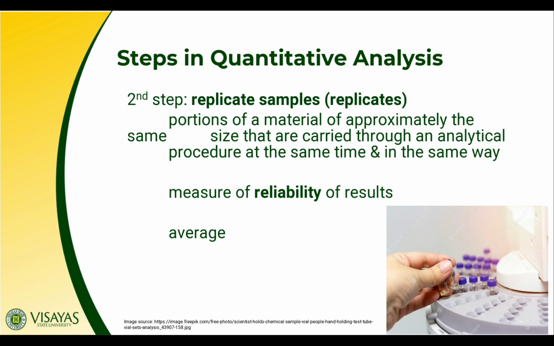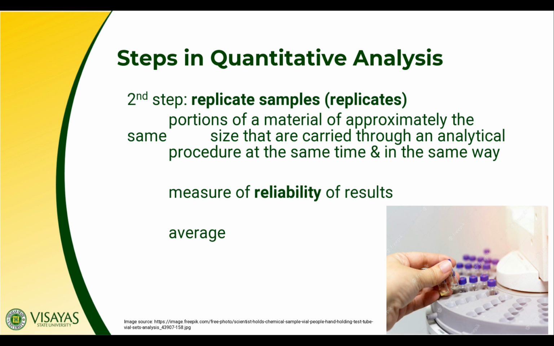After preparation of your sample, we do replicate samples. When you do quantitative analysis, it is very much imperative that you have replicates of your sample. This helps you carry out your experiment in a precise manner. The ideal is to have at least 3 replicates. And later on you will learn why we need at least 3 replicates of your sample.